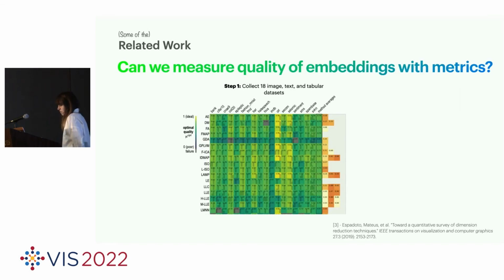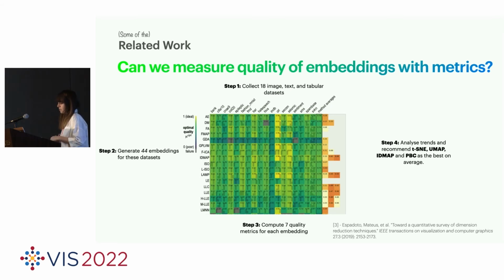At the opposite end of the spectrum, there's other work where people took 18 data sets of images, text, tabular data. They generated a lot of embeddings for those as well, and then they calculated metrics to assess quality. So upon some analysis, they came up with this recommendation that methods like t-SNE are best on average, so people should just use those.